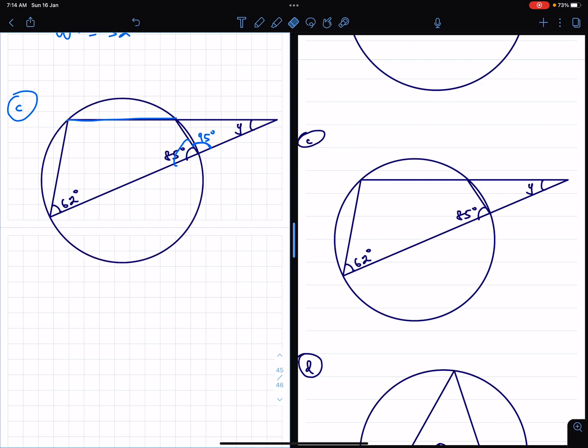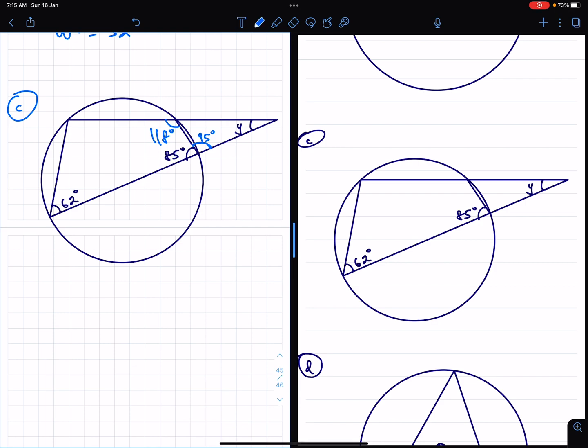I was trying to erase the markings. So that means this angle is going to be 180 minus 62 degrees, and that is 118 degrees.